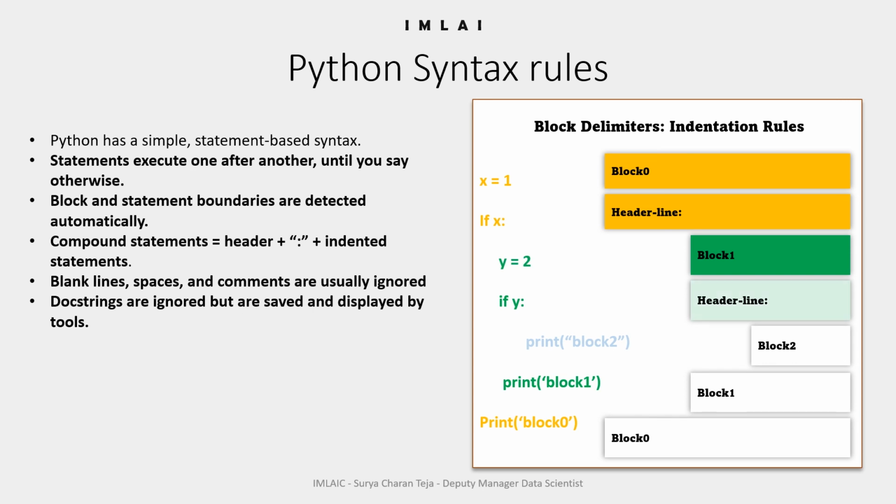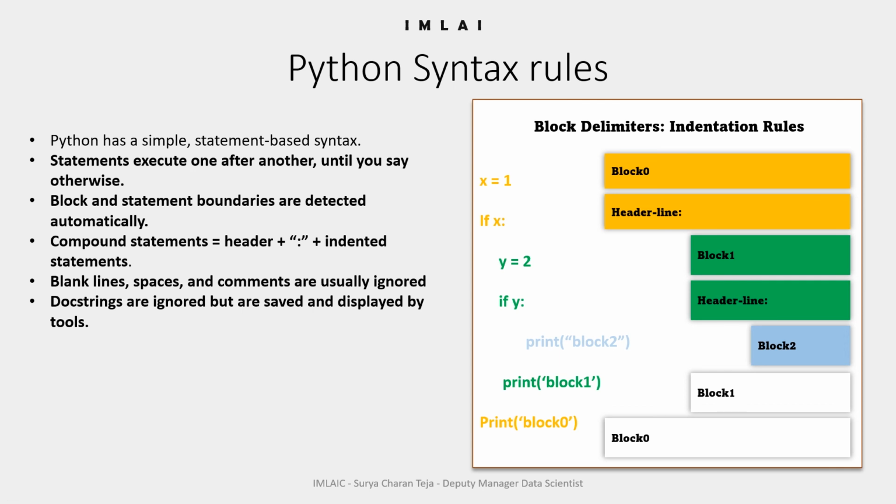Then again we have a header line. The header line is not considered a block, as it is part of a compound statement. Then the third one is the print statement under the nested if, and it is indented 8 spaces. Till here it's 4, 5, 6, 7, 8 spaces. So this is our third block. We call it block 2.